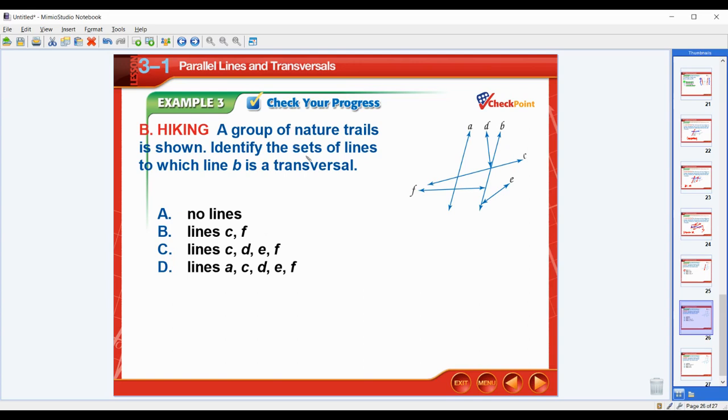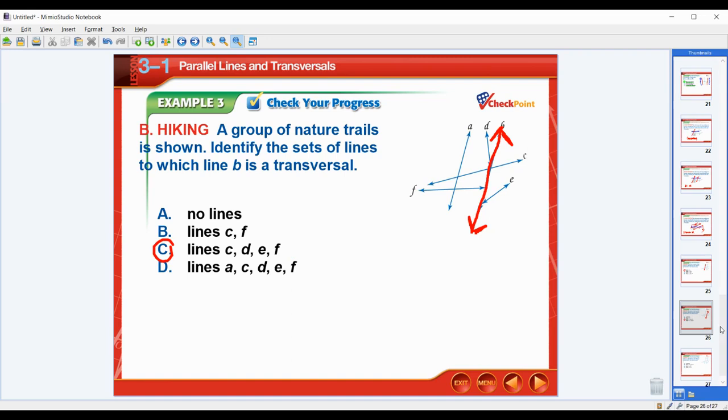Group of nature trails is shown. Identify sets of lines to which B is a transversal. So B would be this line here that runs through. So we have a couple of options here. As you can see, B runs through line C, it runs through line F, and it runs through line E. And it also runs through line D. So our answer here, since it runs through all four of those lines, is going to be C. C, D, E, and F.